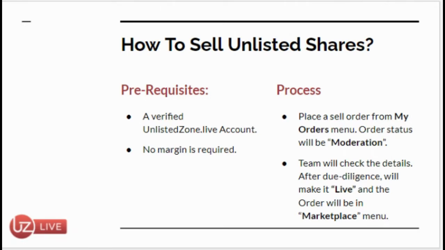In case of selling shares, no margin is required. Again, you go to the My Order menu and place your order: which share you want to sell, at what price you want to sell, and how much quantity you want to sell. Submit your order into the system. The order will go into the moderation state. Our team from the backend will verify that everything is correct and make the order live. Once the order becomes live, it will come into the marketplace.